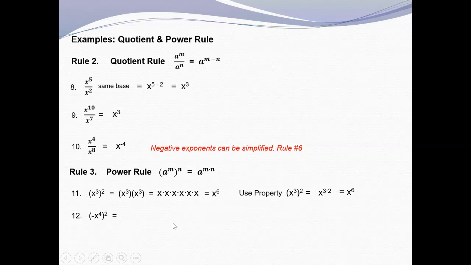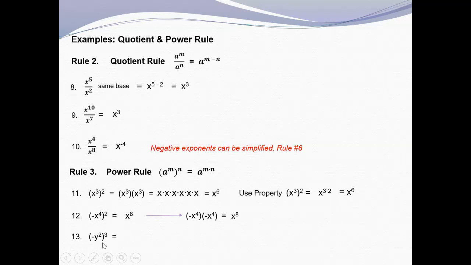Number 12. This will give us x to the eighth power. Why? Because negative x to the fourth power, squared, is equal to negative x to the fourth times negative x to the fourth. A negative and a negative will give you a positive, and then you can add the exponents, which will give us 8. This is like a heads up. Every time you have a negative raised to an even power, it's going to be positive.